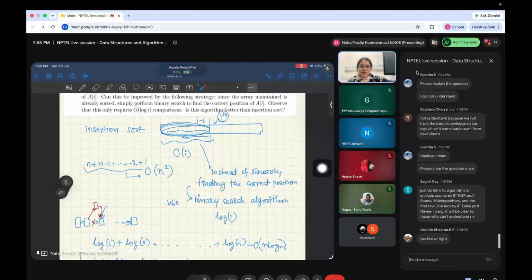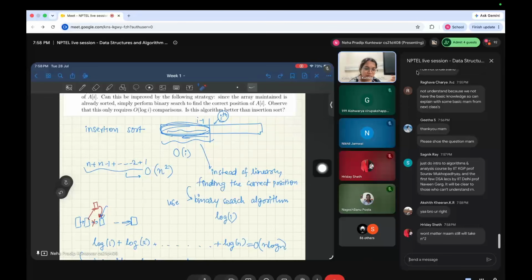Okay, so does anybody agree that if I were to use linked list, I can do n log n, or something asymptotically better than n square? Yeah, you're right. So you can't do better, but what is the reason?